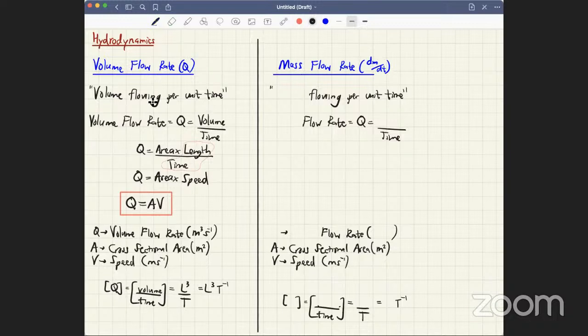So if volume flow rate is volume flowing per unit time, mass flow rate is going to be mass flowing per unit time. Then mass flow rate will be equal to not Q. We use the term dm over dt as a whole. That is mass over time. Mass divided by time is mass flow rate. The delta we can use, but this is the mathematical format.